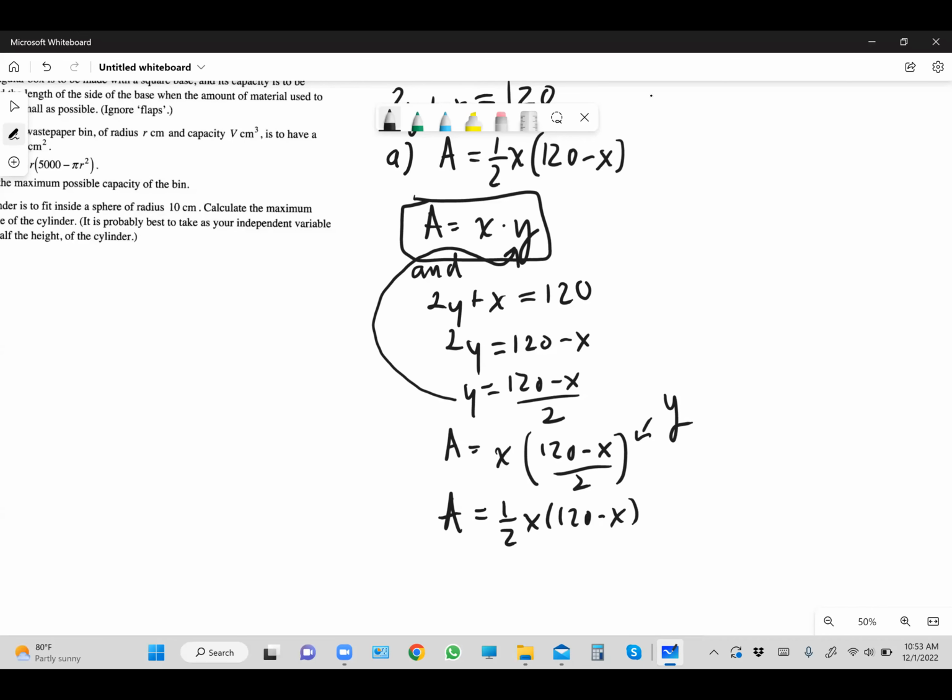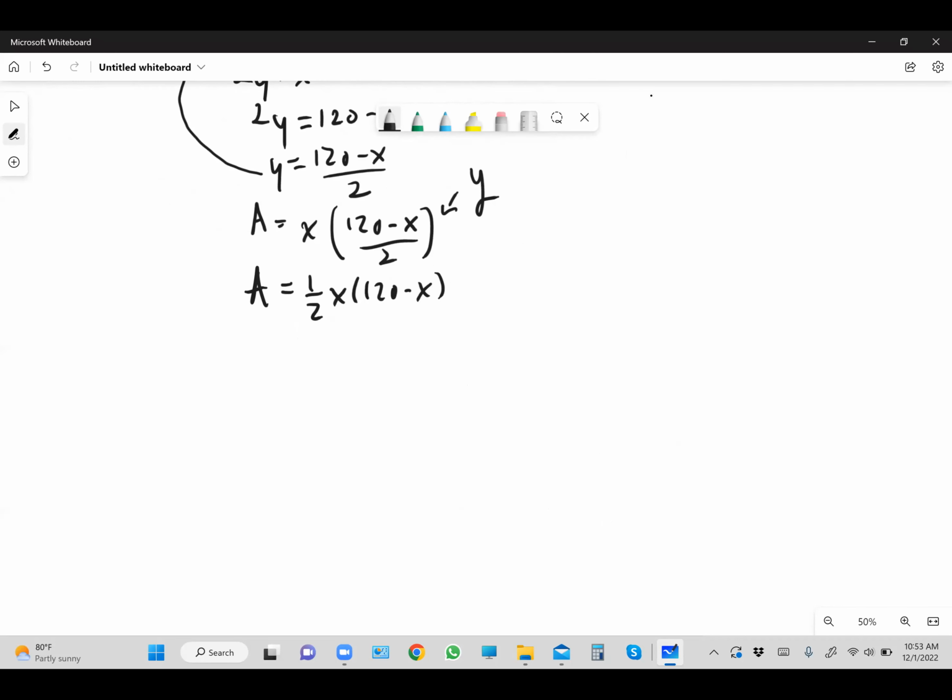So Sophia says that you're supposed to distribute, which is correct. Now if we had more rules for differentiation, we don't have to distribute, but let's go ahead and distribute. And then we're going to be able to take the derivative of each term. So the derivative of A with respect to X is going to be 60 minus X.